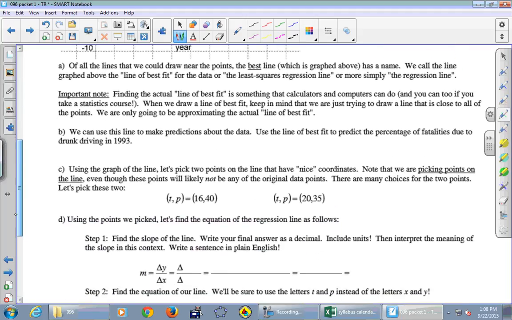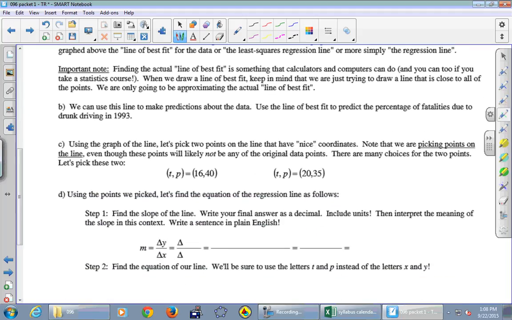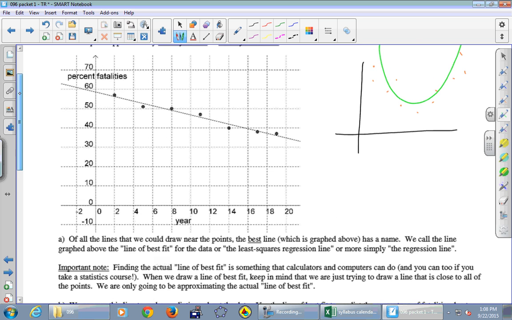Moving on, part B, we can use this line, the line that I have drawn on the top of this page, to make predictions about the data. We're going to use a line of best fit to predict the percentage of fatalities due to drunk driving in 1993. So coming back up here, 1993 corresponds to what value of t? Remember, 1980 is t equals 0. So this is 13. Yes, 1980 is our 0.